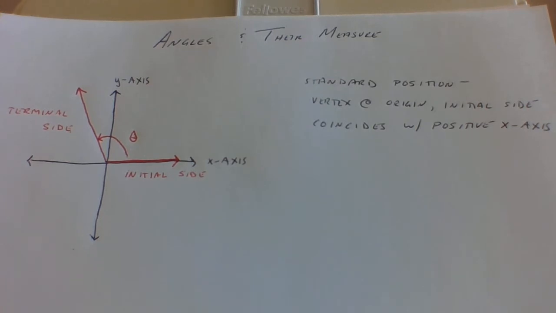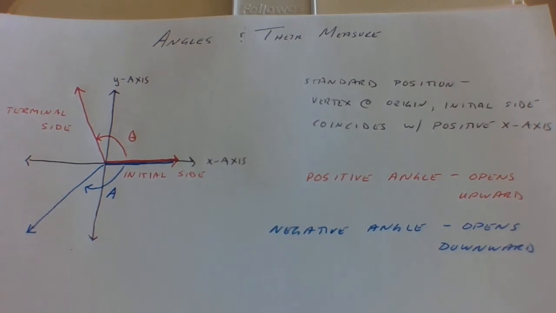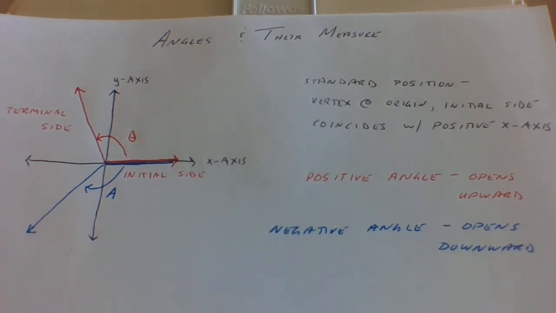When we have an angle in standard position and our angle measure opens upward, which is what you see here in this angle, this would be an example of an angle that is positive. If we take a look at angle A, which is in blue, this is an example of an angle that opens downward from my initial side. This would be an example of a negative angle.